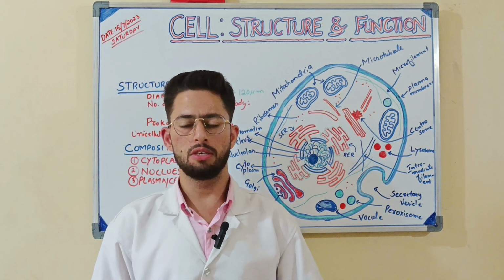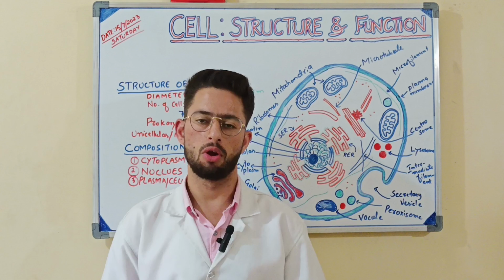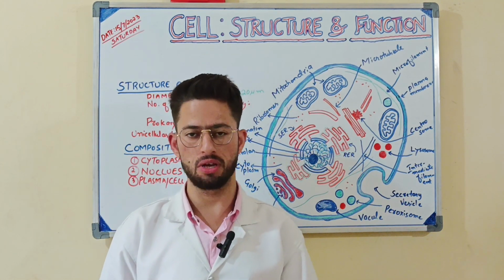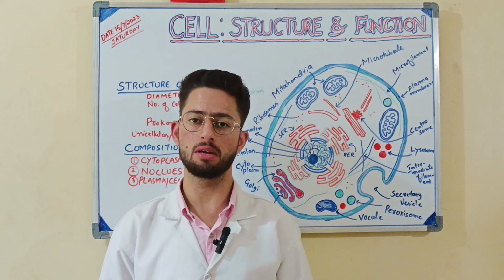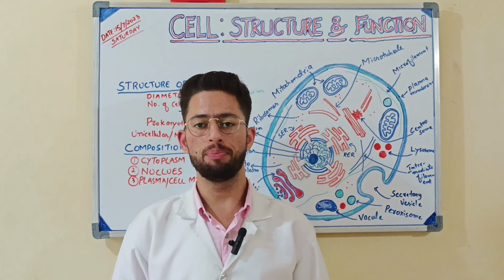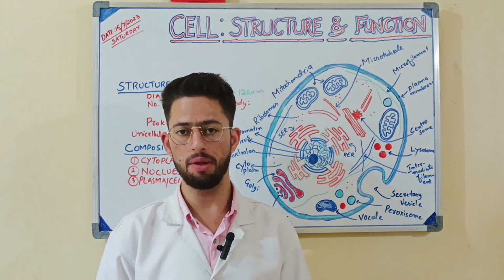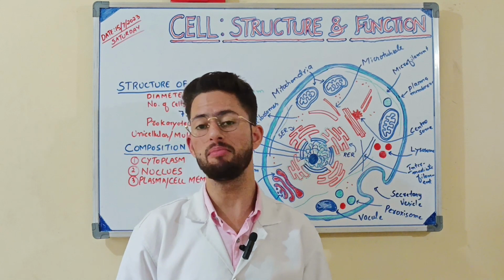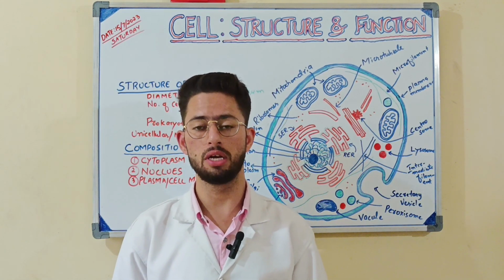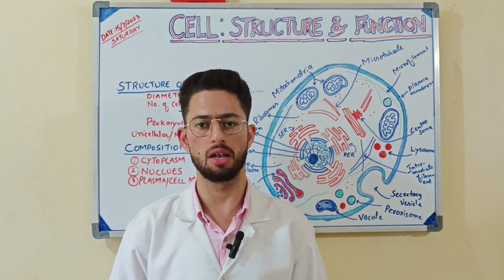Okay, now let's see another thing, that is the structure and organization of the cell. So what is the structure of the cell? The cell is the basic structural and functional unit of life, as you know. There are about 75 trillion cells present in the human body. The diameter of the cell is 2 to 120 micrometers. So this was all about the structure of the cell.